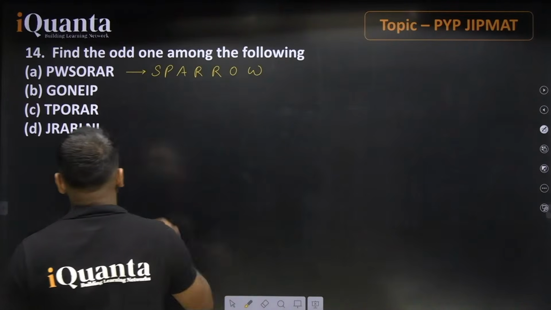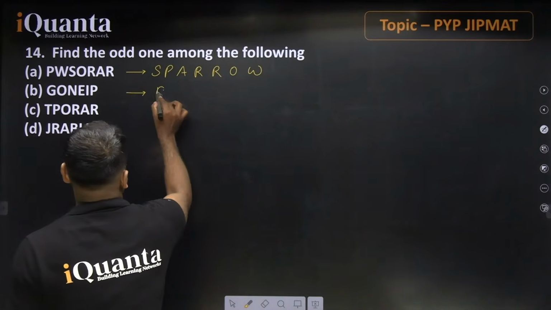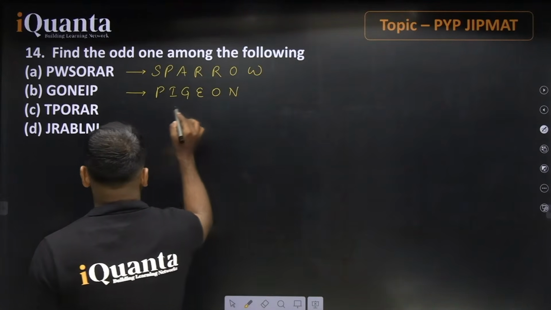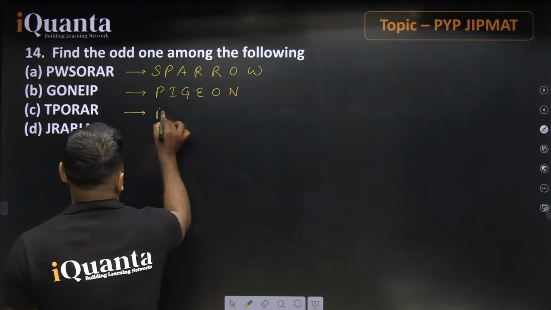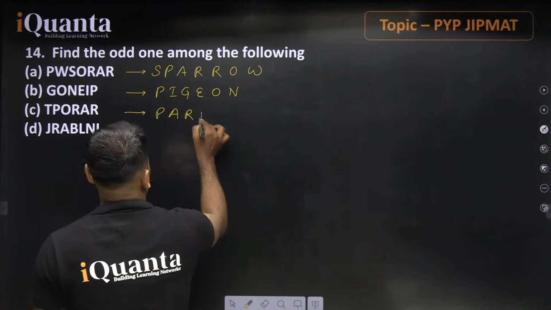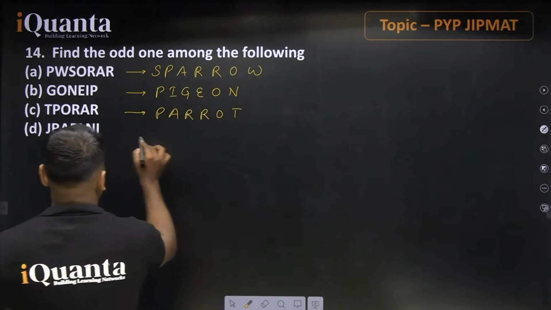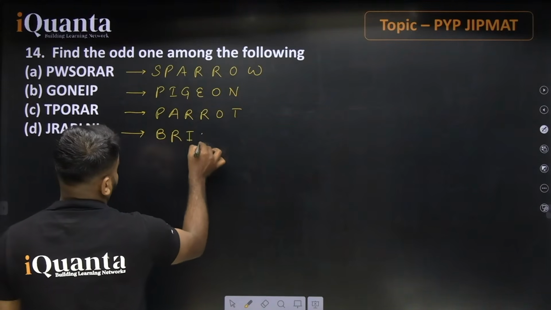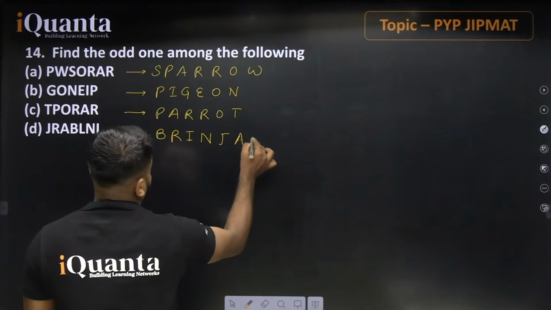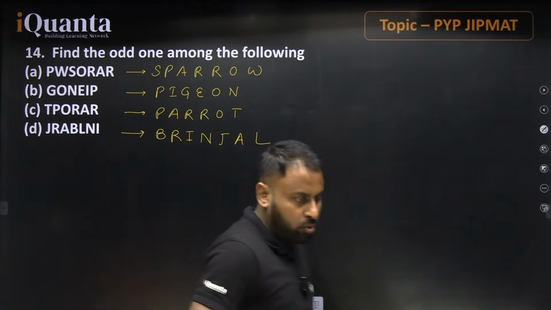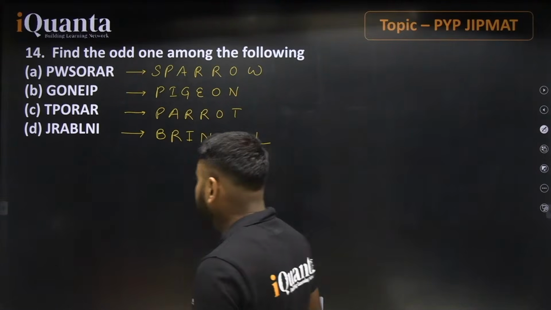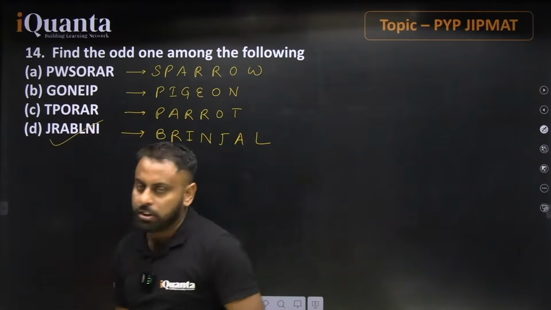SPARROW, sparrow. If talking about this, PIGEON, pigeon. Talking about this, here we have PARROT, parrot. Talking about this, here we have BRINJAL. I think that you got the answer now. Perfect. So brinjal is the correct one. This is the right answer. So this is the odd one out.